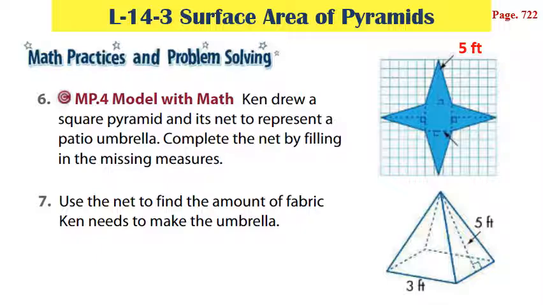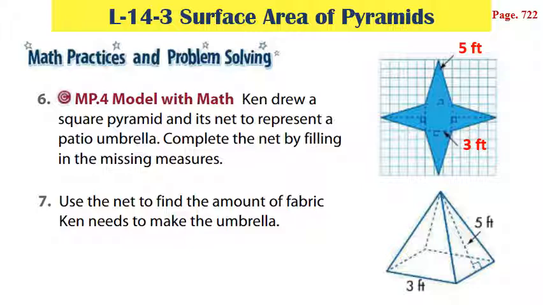Next, let's solve some problems that involve solid figures. Let's open page 722 now. Are you ready? Very good. Okay, question number 6. Ken drew a square pyramid and its net to represent a patio umbrella. Complete the net by filling in the missing measures on the net properly. Very good. Okay, now let's solve question number 7.